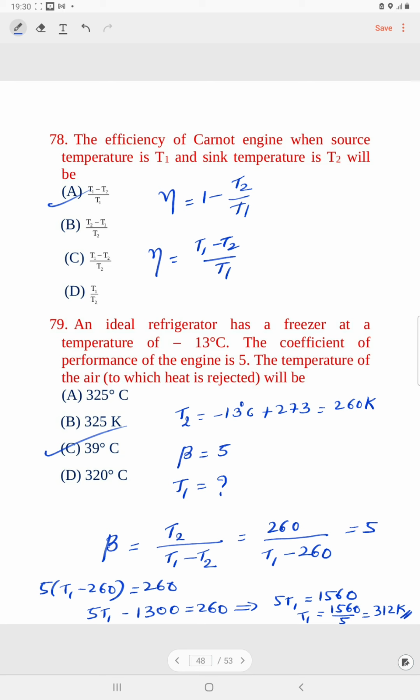It becomes 260 Kelvin. Coefficient of performance of the engine is 5. The source temperature we have to determine, because to the source only the heat will be rejected from the refrigerator. So that source temperature is T1. And the coefficient of performance formula is beta is T2 by T1 minus T2. So this is for the 79th question.